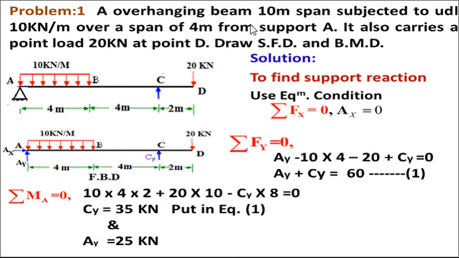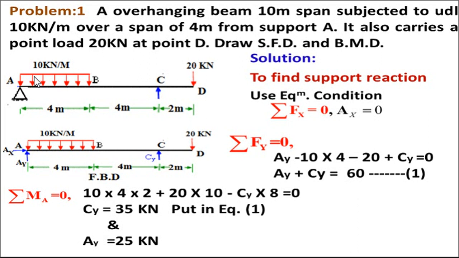Let us take one problem. Overhanging beam, 10-meter span, subjected to UDL 10 kN per meter over a span of 4 meter from support A. It also carries a point load 20 kN at point D. Draw SFD and BMD.